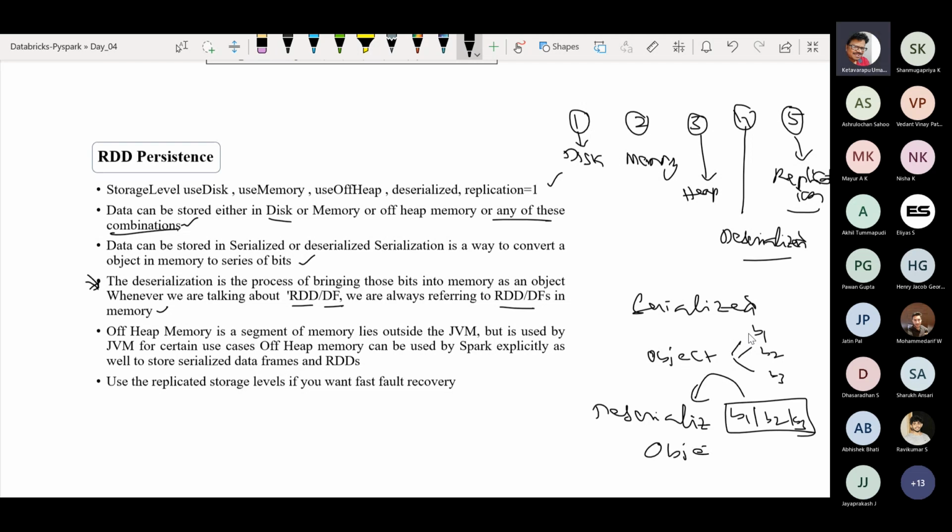Now it becomes the object because RDDs or data frames are always preferred to access the data as a bunch of bits or as a kind of object. So it is more flexible for maintaining the appropriate aspects with respect to RDD or data frame.